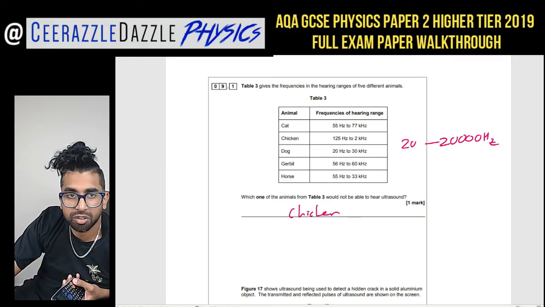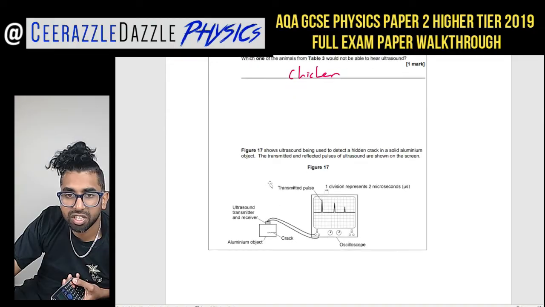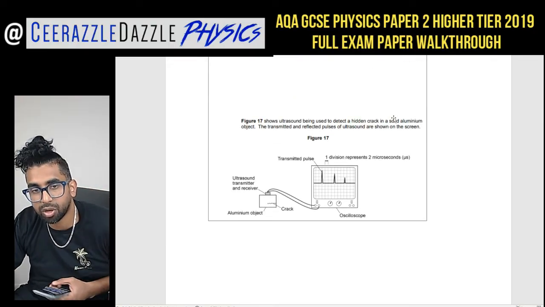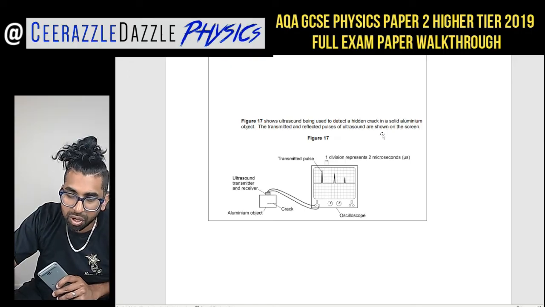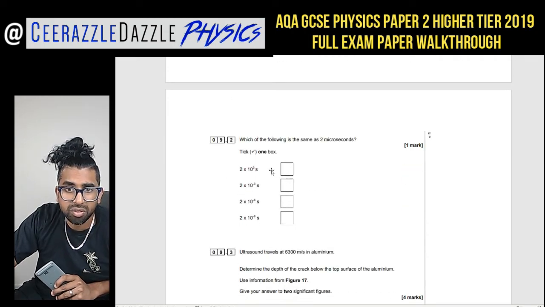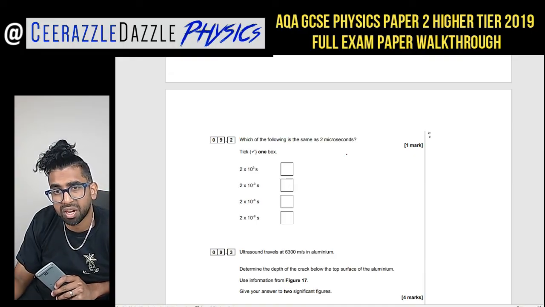The next one, figure 17 shows ultrasound being used to detect a hidden crack in a solid aluminium object. The transmitted and reflected pulses of ultrasound are shown on the screen. Okay, so look, transmitted pulse, and then the reflected one back, and there's another one over here. Which of the following is the same as 2 microseconds? Micro stands for times by 10 to the minus 6.